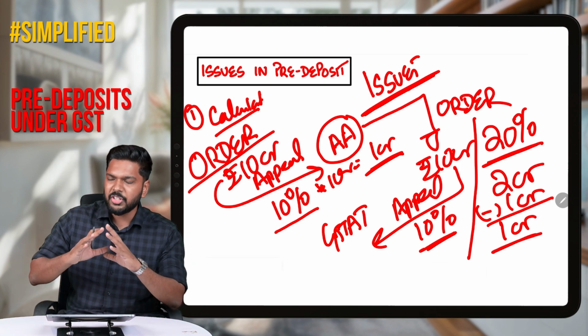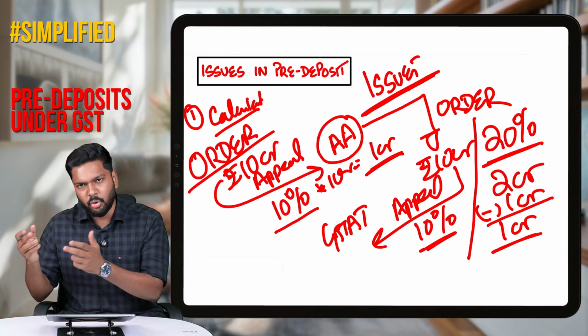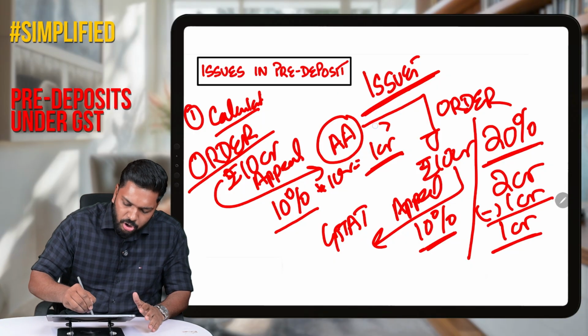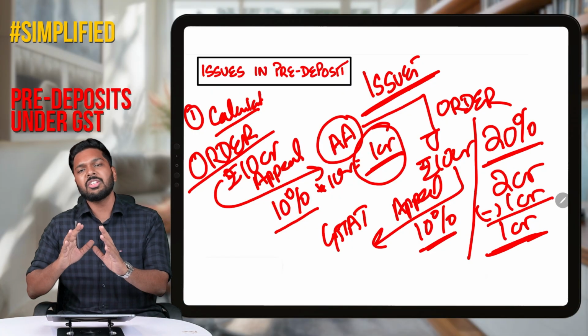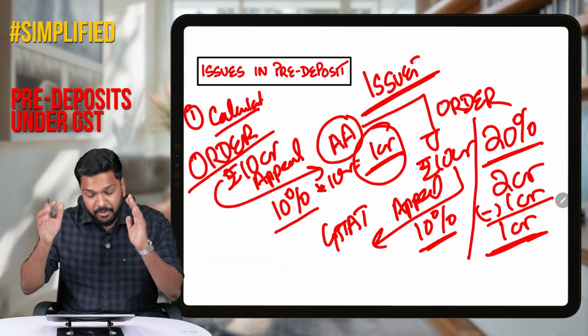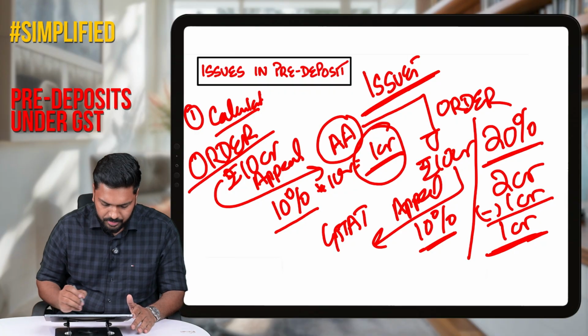So 20% of the disputed tax amount, which remains 10 crore, is 2 crores, minus 1 crore already paid as pre-deposit at the first level. The remaining 1 crore is what you have to pay to the GST department before you go for the appeal before the GST Appellate Tribunal.